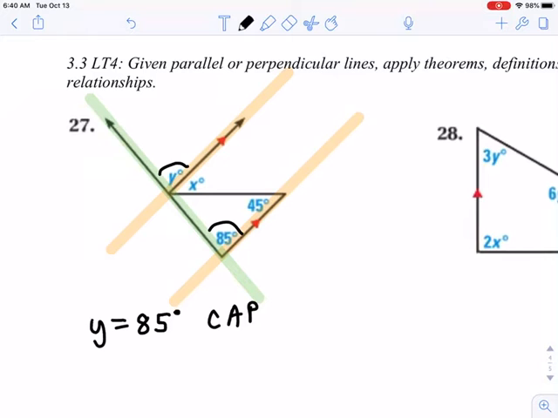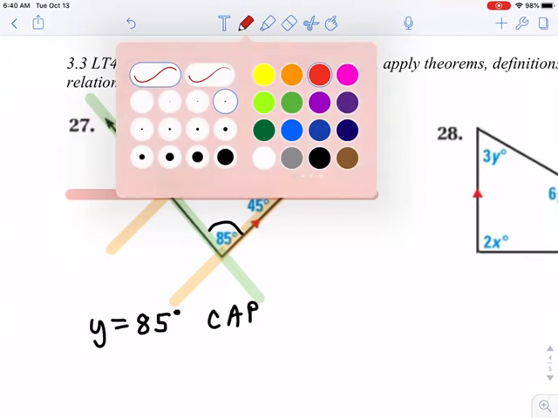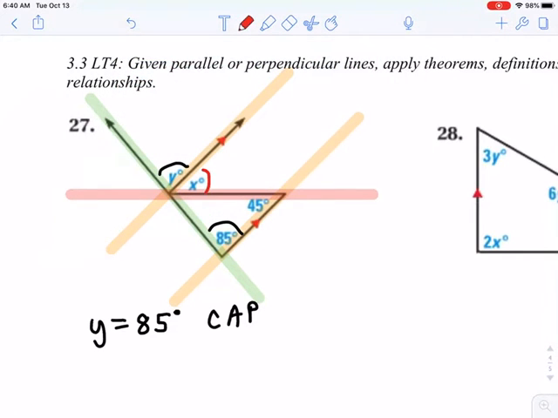All right. Similarly, now if I extend this line and focus on the other stuff I have, I can tell that x and 45, they're the same. They're going to equal each other. Why? Alternate interior angles. Okay?